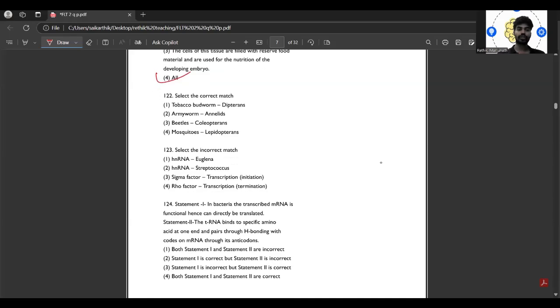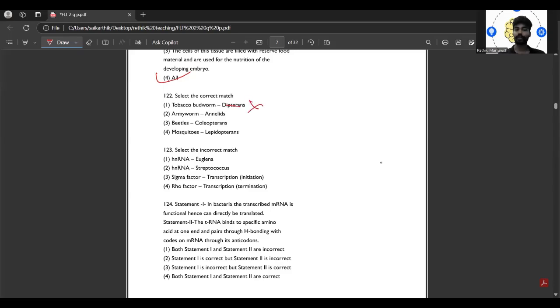So the next question is 122. Select the correct match. So we have to select the correct match here. Tobacco budworm, what would be the correct match here? Select the correct match, which is actually a correct match. See, tobacco budworm, it actually comes under, this is wrong.